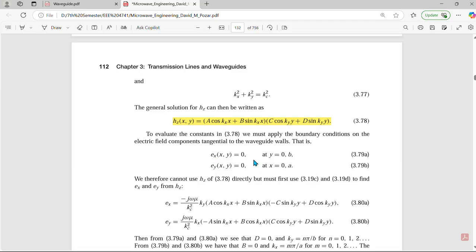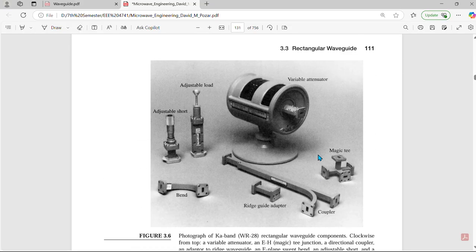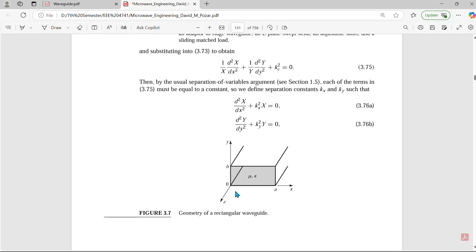In this case, Ex of x, y equals 0 at y equal to 0 and y equal to b, and Ey of x, y equals 0 at x equal to 0 and x equal to a. And what are a and b? In this figure, you can see that a is the length and b is the height of the waveguide, that means the lengths of the two sides of the rectangle. One is a and the other is b.